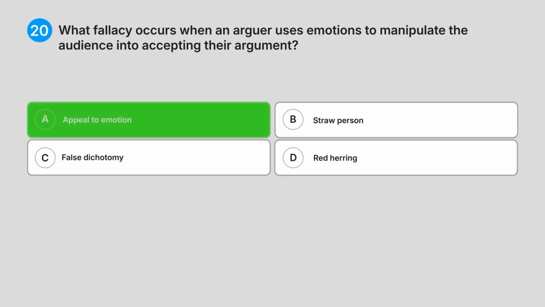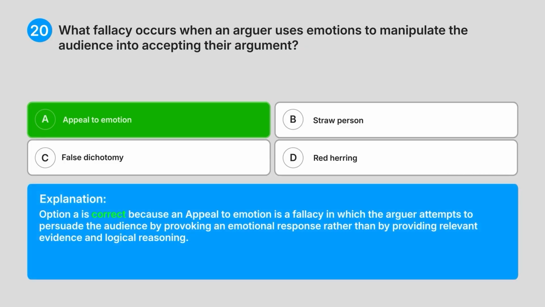Correct answer, A. Appeal to emotion. Explanation. Option A is correct because an appeal to emotion is a fallacy in which the arguer attempts to persuade the audience by provoking an emotional response rather than by providing relevant evidence and logical reasoning.